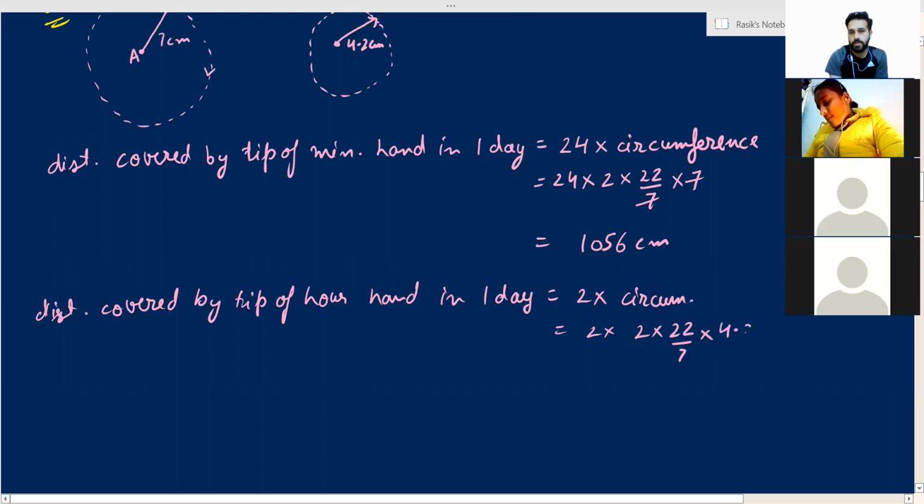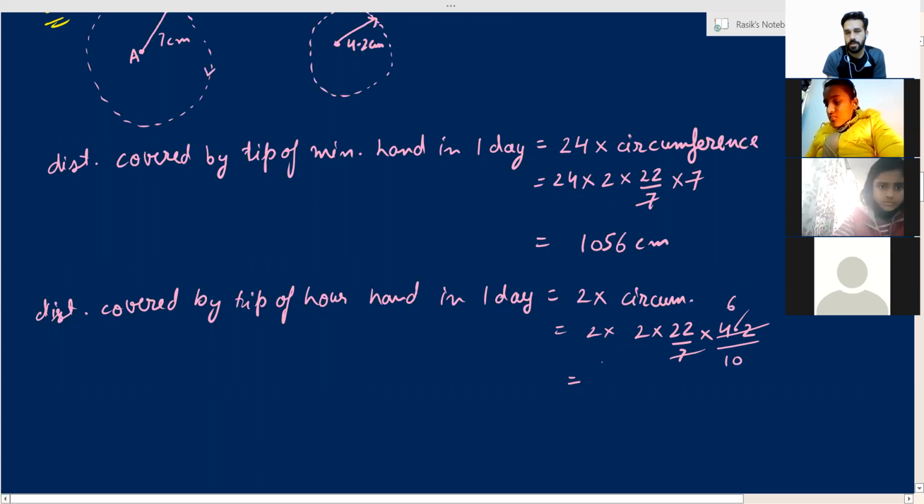Radius in this case is 4.2. Remove the decimal, divide by 10. Now there will be 6. 2 into 2 pi r, that means 88 into 6. What is 88 into 6? 6 8 is 48, 48 plus 4, 52. 52.8, 52.8 centimeters.